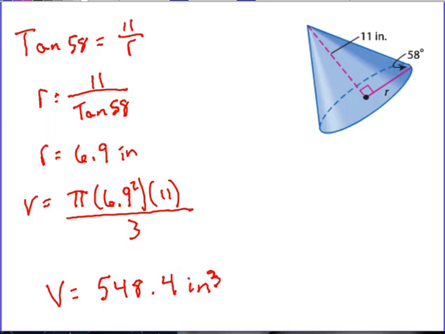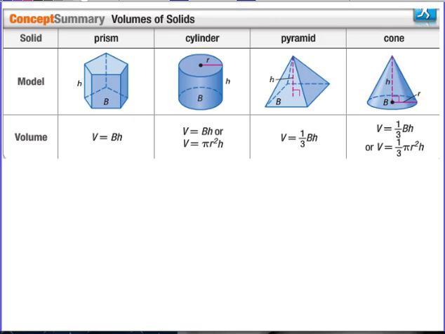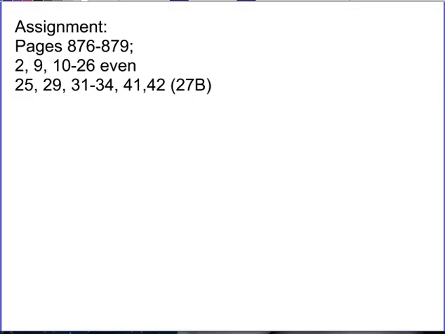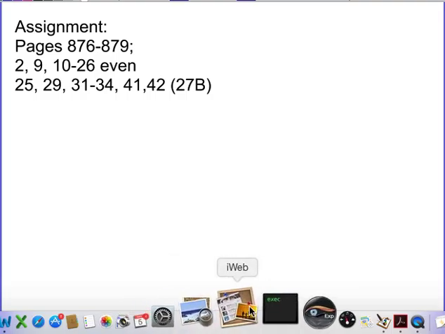All right, once again, the last slide there is just a summary of the formulas from the last two lessons that we've had: volume of prisms and cylinders, and then volumes of pyramids and cones. Keep that out while you work on your assignment. There you go. Okay.